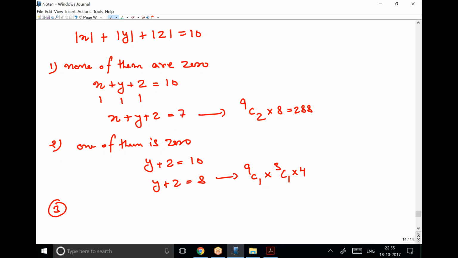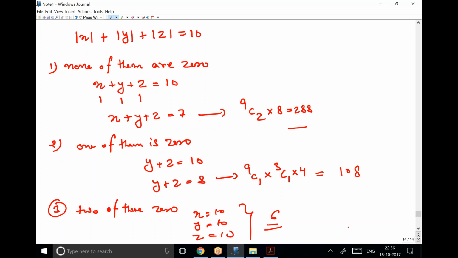And finally, two of them are 0. If two of them are 0, then definitely either x will be equal to 10, or y will be equal to 10, or z will be equal to 10. So the number of solutions comes out to be 6, because plus minus for each. So 288 is this number, and 27 into 4, which comes out to be 108, and plus 6. So the summation of all these is equal to 402. So how many solutions are possible for the given equation? We can say 402 solutions are possible.